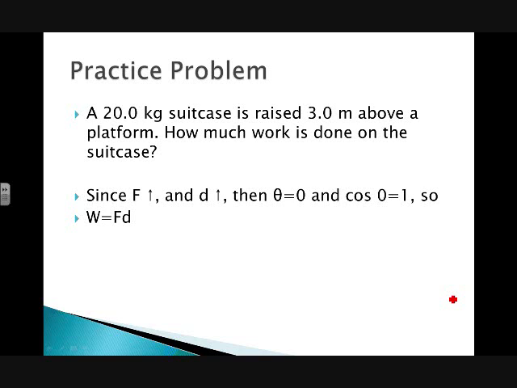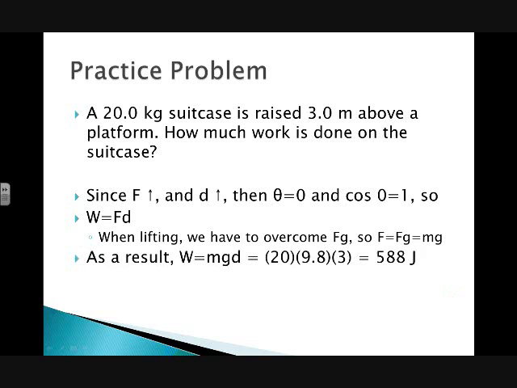The force that we have to overcome when we're lifting something is the force due to gravity, which is just mg. So our work equation becomes force times displacement, or the force of gravity times displacement, mg times displacement. So I have 20 times 9.8 times 3. We're doing 588 joules of work just to lift it up.